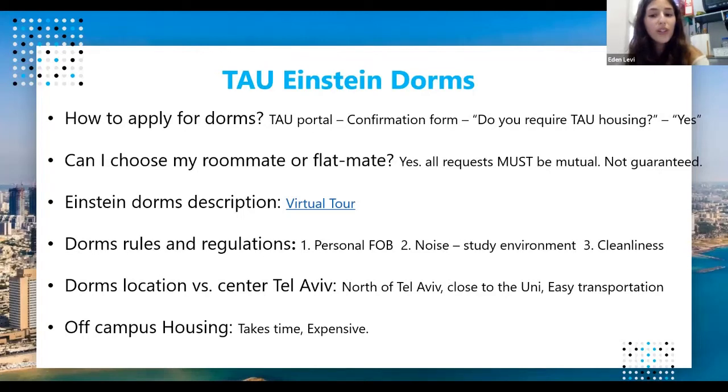The third rule is making sure your apartment and the dorm surroundings are clean. So basically, don't leave your trash bags outside, put them in the trash bins, and you can also recycle in the dorm, so that's great. So these are the most important rules.